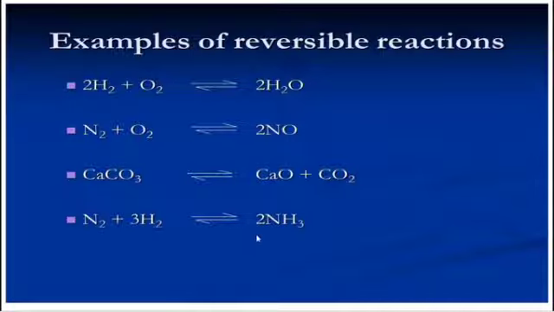The formation of NH3: two reactants are involved to form a single compound. This is combination. In the reverse reaction, only one reactant is involved to form two products. This is a decomposition reaction. So forward and backward reactions both occur in this reaction. So this is a reversible reaction.